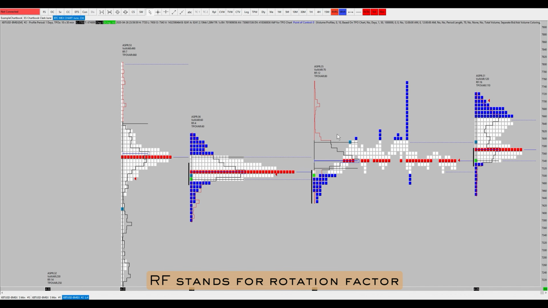RF stands for rotation factor. This is similar to Heikin-Ashi, right? And I don't mean that it's similar to Heikin-Ashi in that the calculation is the same, it's just going to show us how one-sided the market was. So was the market continuously controlled by the bulls or controlled by the bears?